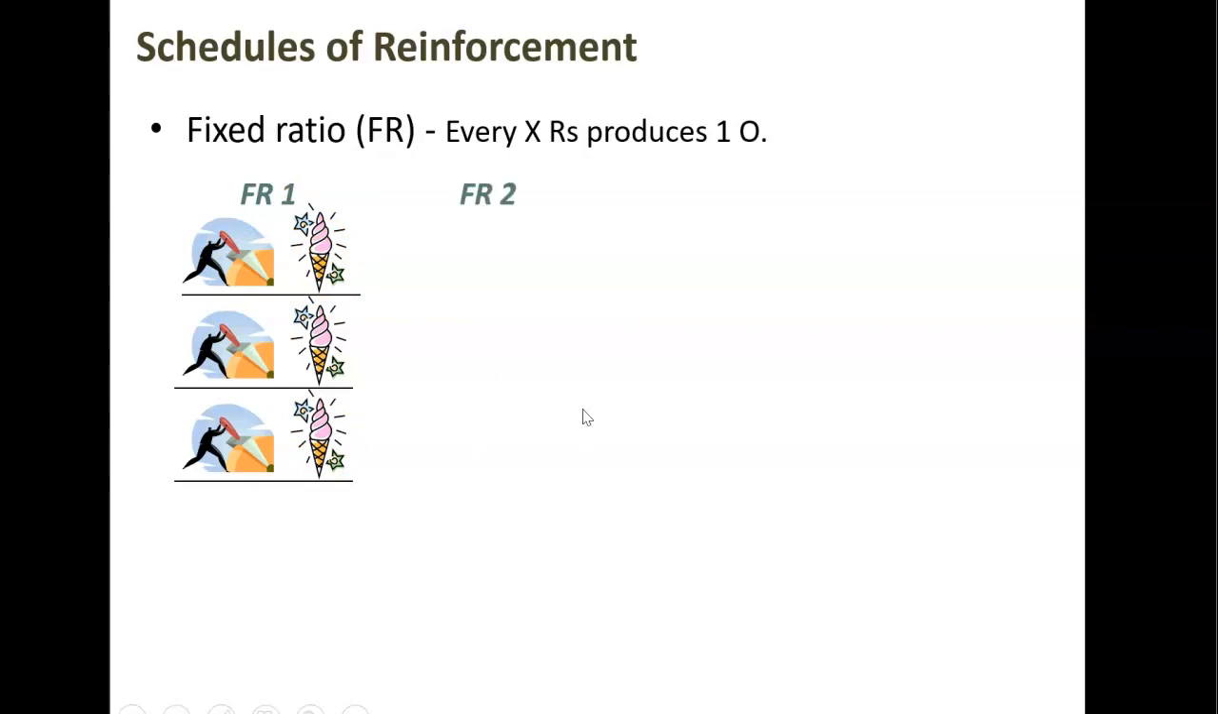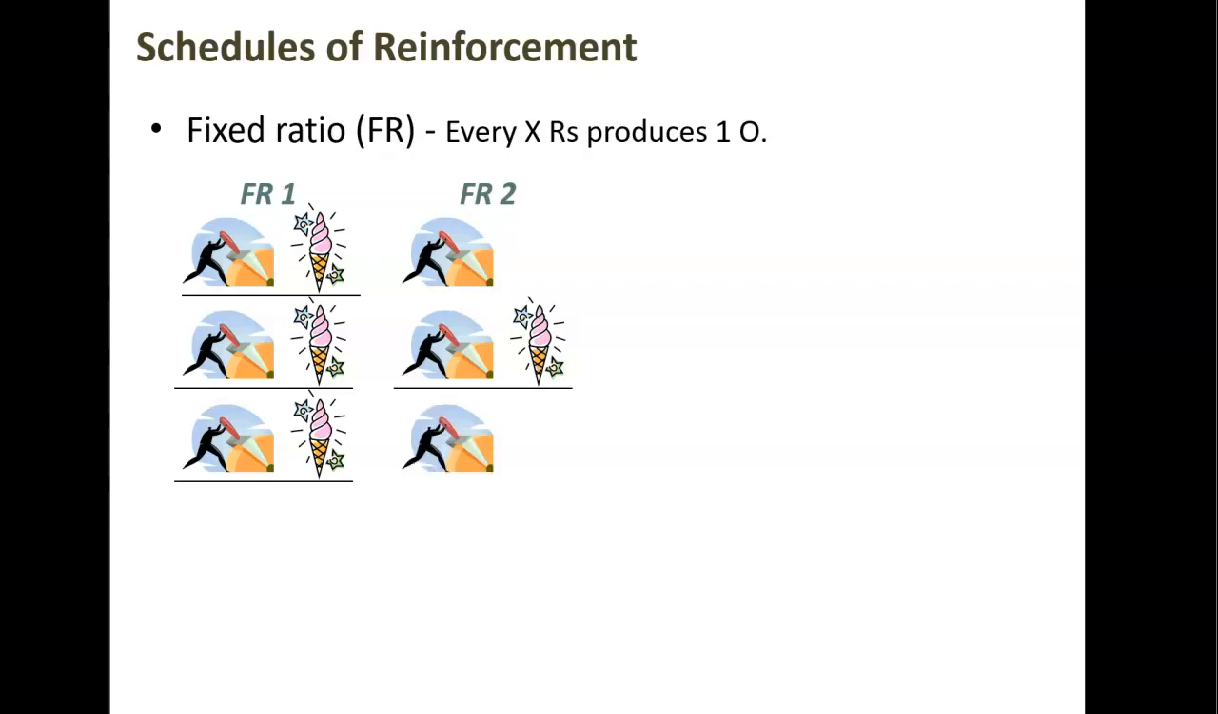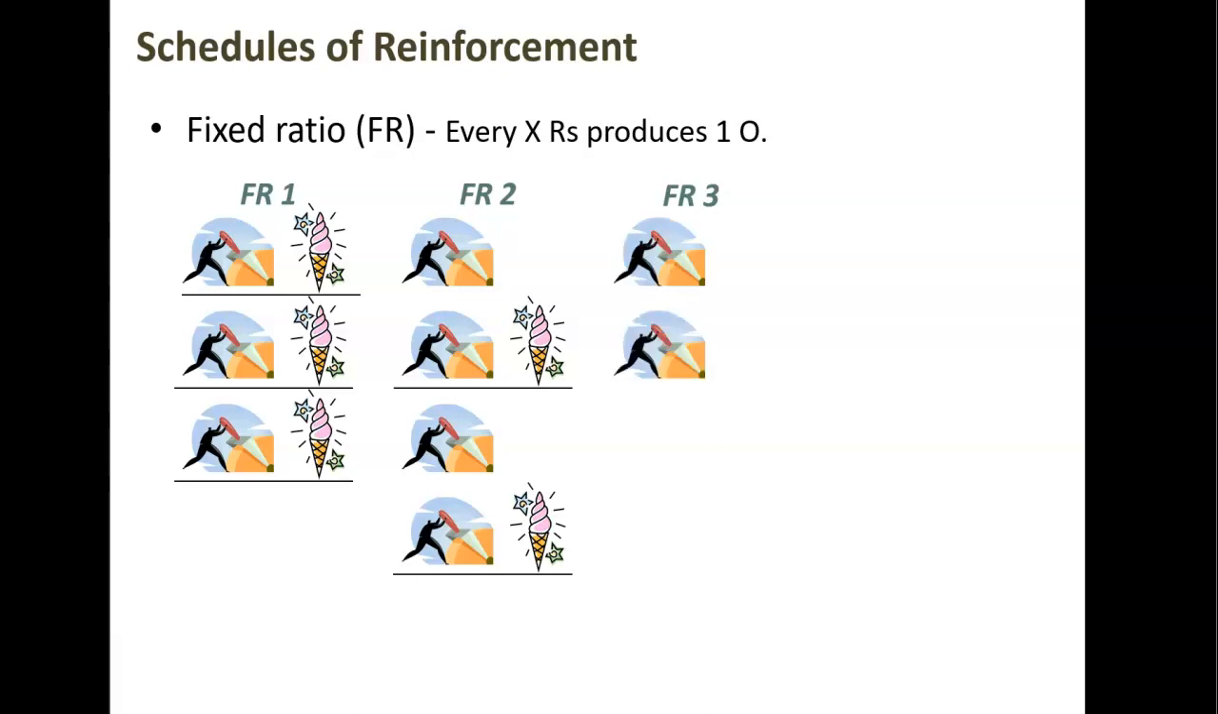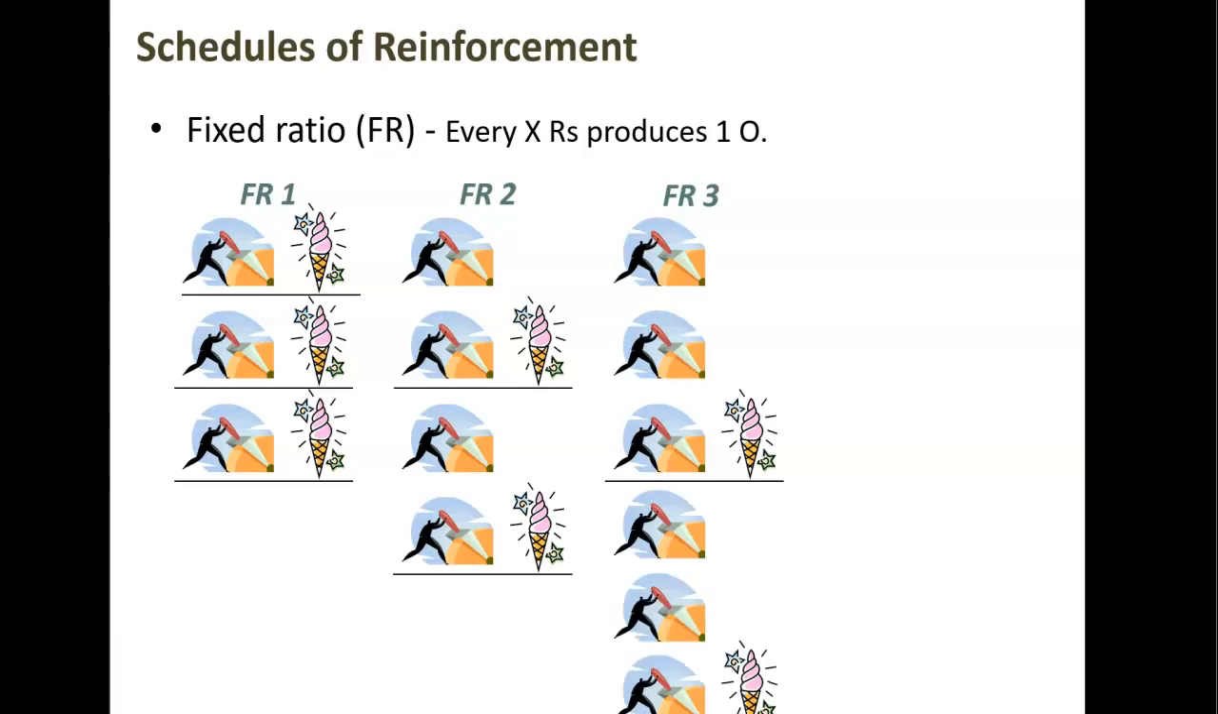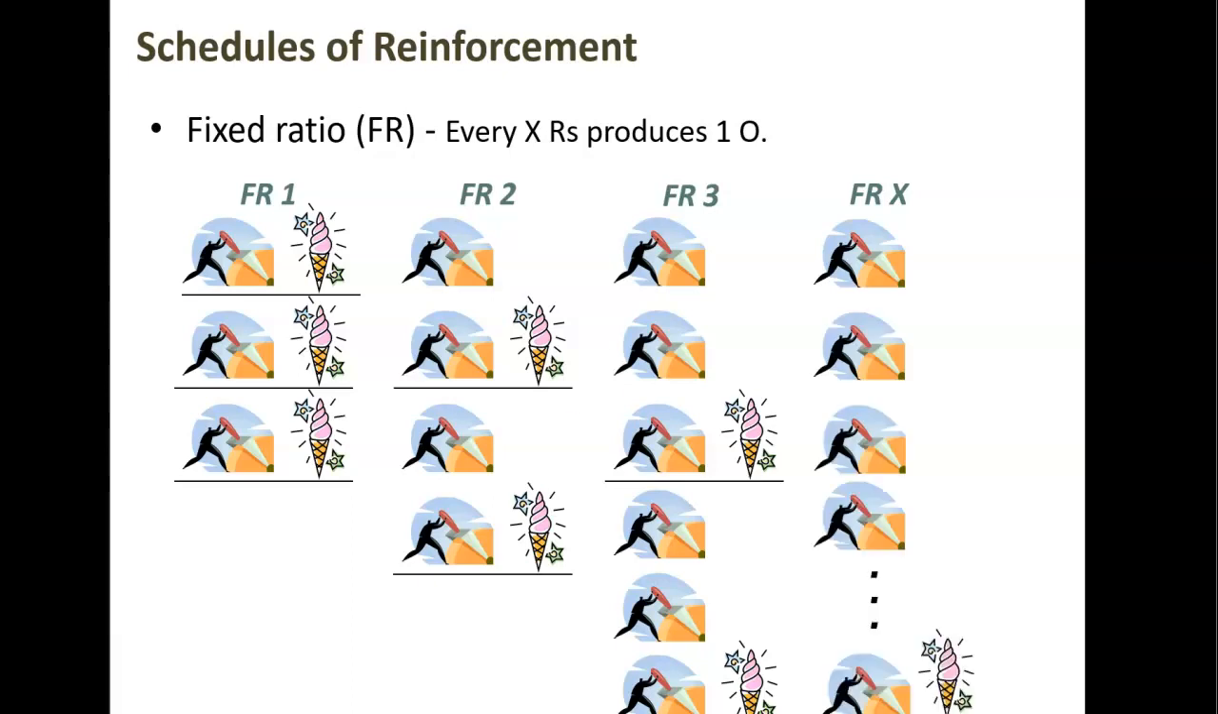In an FR2 schedule, fixed ratio 2 schedule, it would be every 2 responses produces the outcome. So here, first lever press, nothing. Second lever press or pull, whatever he's doing here, gets him the ice cream cone. Next one, nothing. But 2 in a row gets him the ice cream cone. In an FR3, take a guess. 3 presses before we see the ice cream cone. 3 more presses before we see another ice cream cone. And then we can fill in the blank here with the X. FR 10, 20, 30, whatever, before you get your ice cream cone.